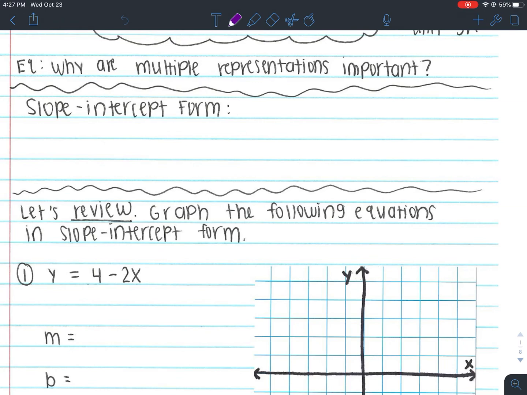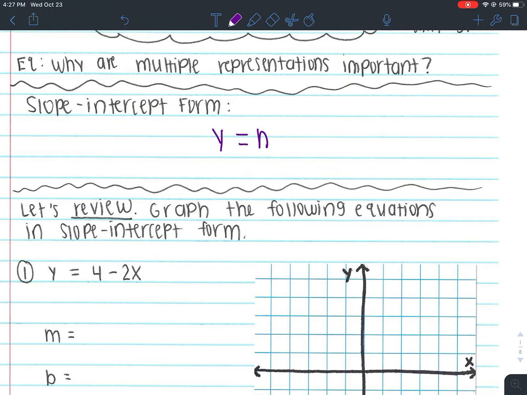So we have already talked about slope-intercept form, but this time when we're talking about it and we're going to graph it, it's not already going to be in slope-intercept form, and we have to get it to that form. So let's review what slope-intercept form is. Well, it's called slope-intercept form because it gives us a slope and an intercept. So our slope-intercept form is y = mx + b.